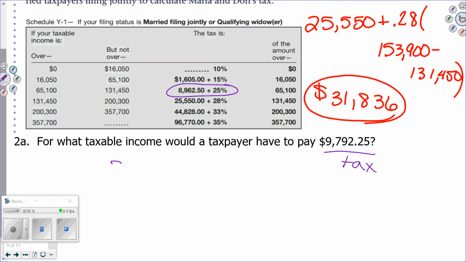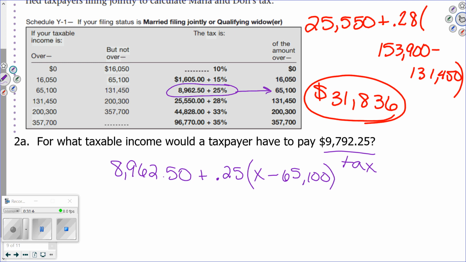Let's write this down. It gave me the 8,962.50 plus 25%, so 0.25. That all just came from me recognizing that's where it came from. Now on the last problem, we did the same thing, and then what went in my parenthesis? How much they made? X. Good. How much they made was in that last one. That's what I'm trying to solve for. And then we subtracted that number there, 65,100. And what should that equal?